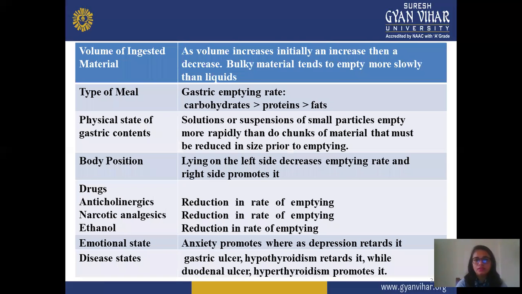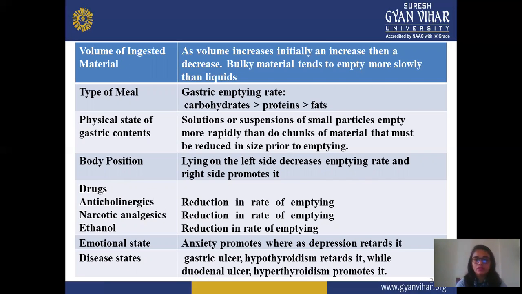Next is the volume of ingested material: an increased amount or bulky material tends to empty more slowly than liquid. In this type of meal, the gastric emptying rate for carbohydrate is faster than for protein, and for protein faster than for fat. As for the physical state of gastric contents, a solution or suspension of small particles empties more rapidly than chunks of material that must be reduced in size prior to emptying.